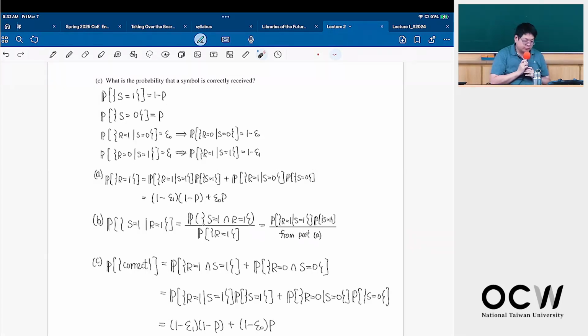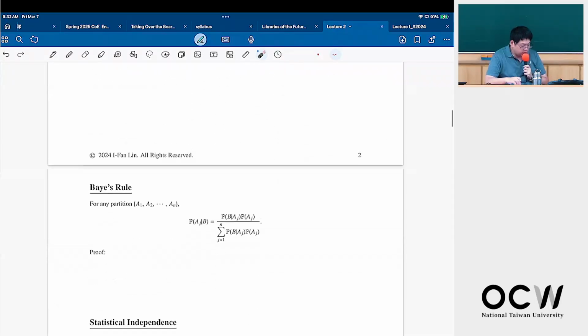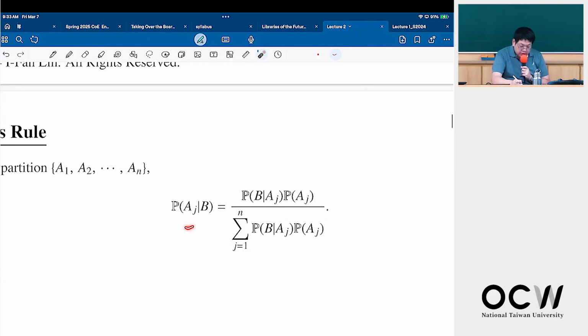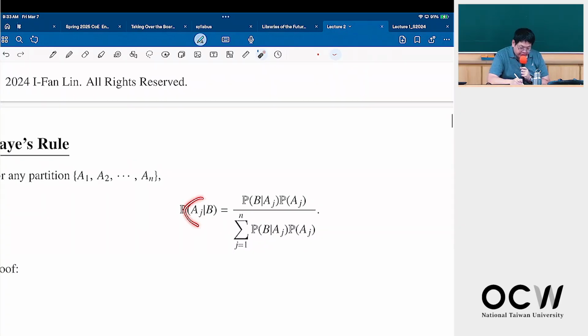Okay, then let's extend the Bayes theorem to the Bayes rule. Now, I have any partition A1 to AN. So, a specific event from the partition given the event B, what is the probability? Similarly, there will be probability of B given A, that event, times the probability of A. But we will divide by the total probability.